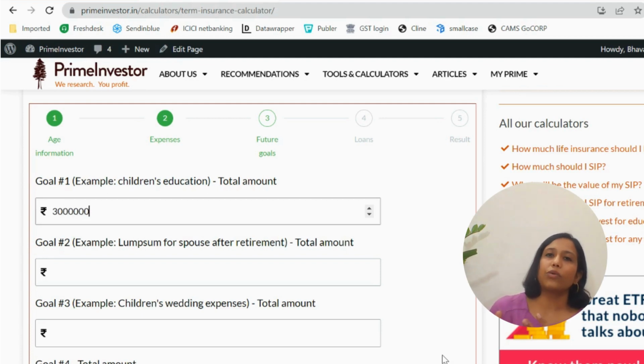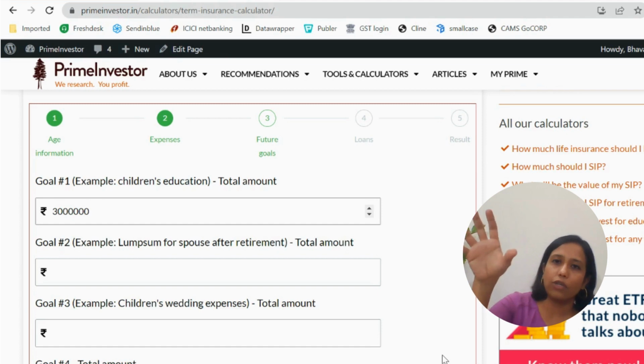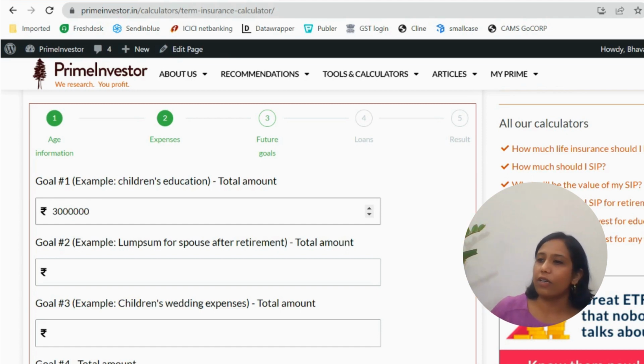Okay, what you can do here is, if you already have investments towards that goal, say you've already invested 10 lakhs towards this goal, and that 10 lakhs by the time your goal comes up is going to grow to say 20 lakhs, then you can reduce this 20 lakh from the total goal amount. So if your goal is 30 lakhs and your existing investments can grow to 20 lakhs, your net goal amount is only 10 lakhs.